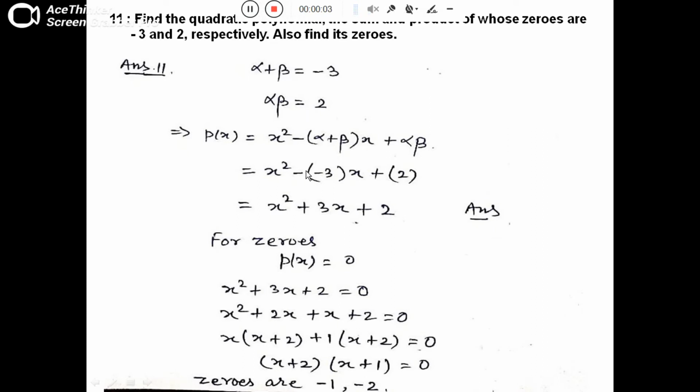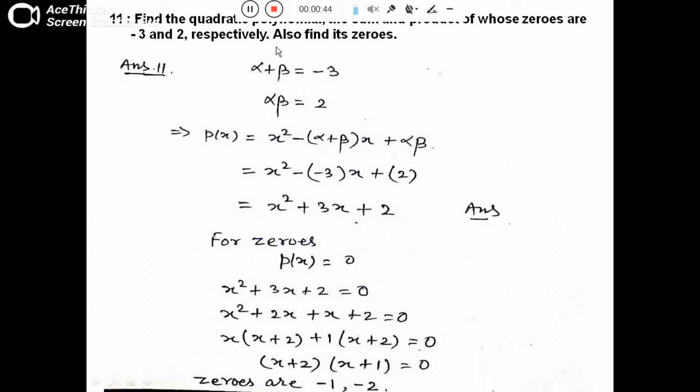So let us substitute the values of sum of zeros and product of zeros in this equation. So x square minus sum of zeros, which is -3. So in the place of alpha plus beta we have substituted -3, into x, plus product of zeros, which is equal to 2. Now simplify. x square minus of minus is plus 3 into x, 3x plus 2. So we got the answer, that the required polynomial equals x square plus 3x plus 2, which is your answer.